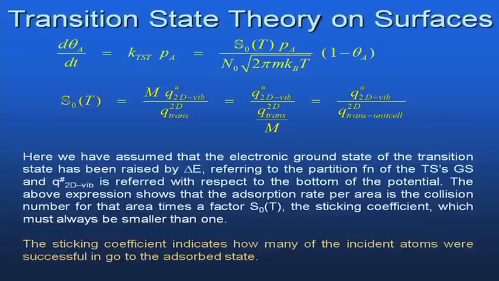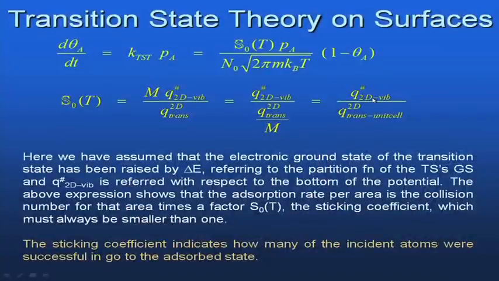Of course, it is a fraction, because suppose there are 100 collisions per unit time. So, theoretically 100 atoms should get attached to the surface, okay, but that does not happen, it is less than 100, and this S0 t takes care of that, okay. And of course, it is a function of temperature, because these partition functions are indeed functions of temperature. Therefore, it is S0 T.